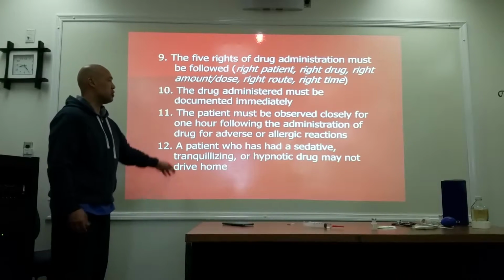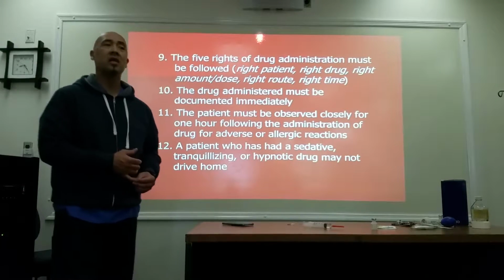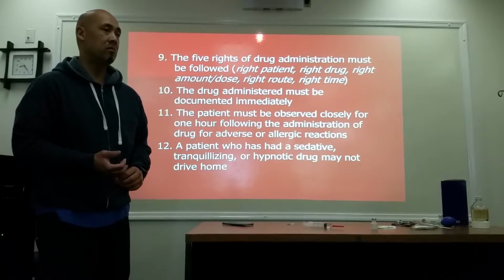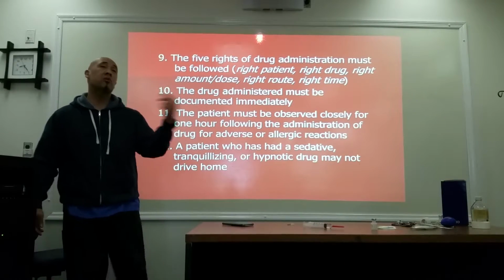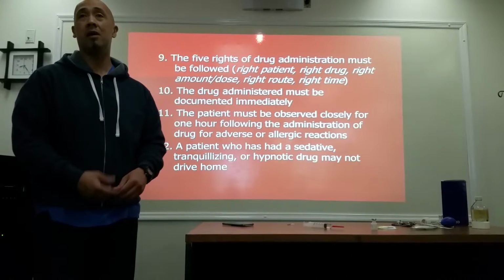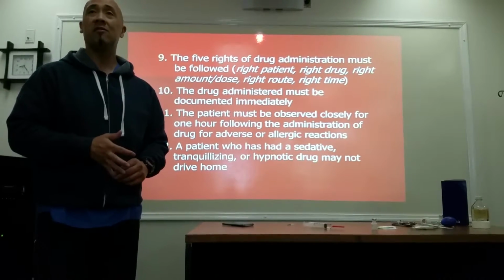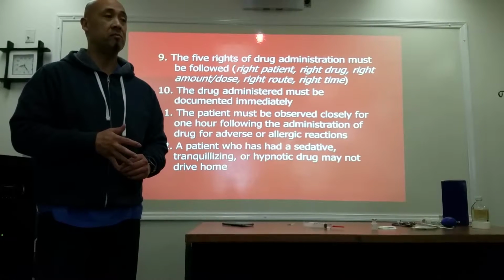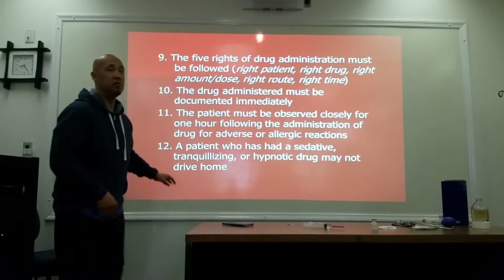Next thing here is a patient who has had a sedative, tranquilizing or hypnotic drug may not drive home. They are fully aware of this prior to coming to the hospital, so they may get dropped off by a friend. They may take a taxi, they may Uber it, okay? But they cannot drive home, because we're also going to put them under observation before they are ready to go home. Okay, any questions so far?